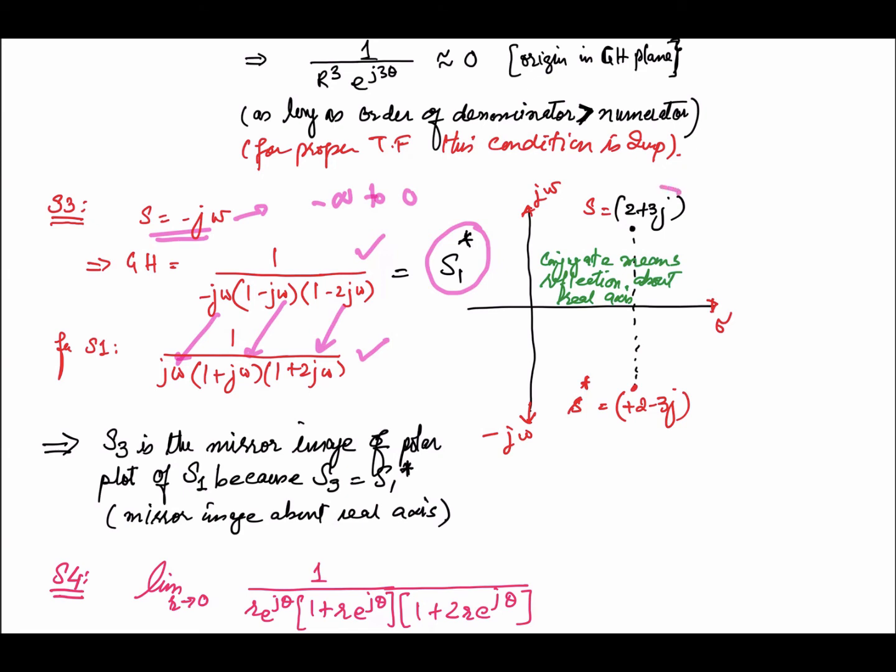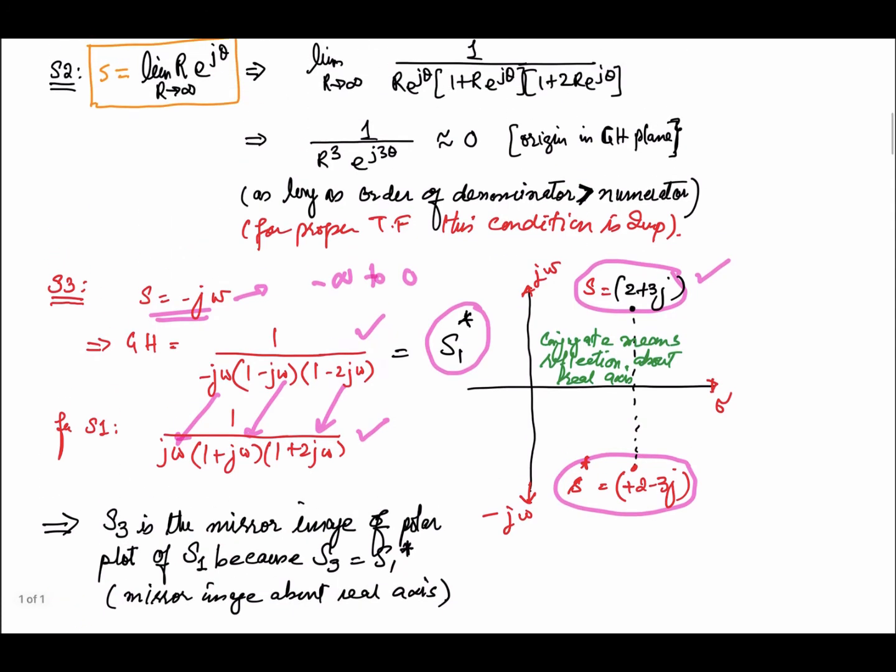So what do I mean by that? Let's suppose that you have a point 2 plus 3j over here, so its conjugate will be over here. So it is basically the mirror image across the real axis, right? So you are going to take the mirror image of the representation of S1 to get the representation of S3 in the GH plane, right? So S3 is the mirror image of the polar plot of S1, because S3 is the conjugate of S1. So it is a mirror image about the real axis.